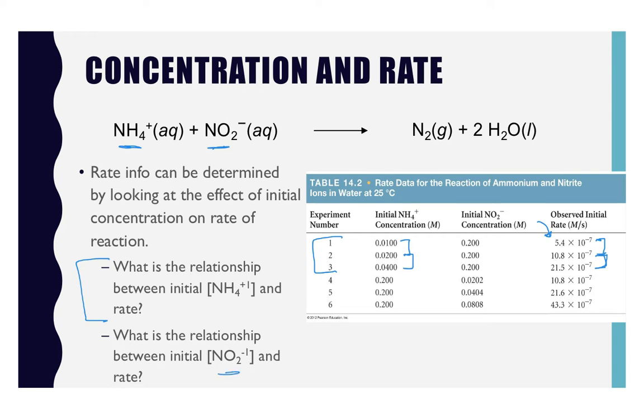How about between NO2-? Okay, take a look at this data. See if you can figure out what you're supposed to look at there. Okay, so hopefully you're looking at 4, 5, and 6 because that's where those are constant and the initial NO2- concentration is changing. So again, 0.02 to 0.04 to 0.08, we're doubling here again. And if I go from 10.8 to 21.6, that's a double. 21.6 again, that's a double as well. So in this particular case, doubling the concentration of either reactant doubles the rate.